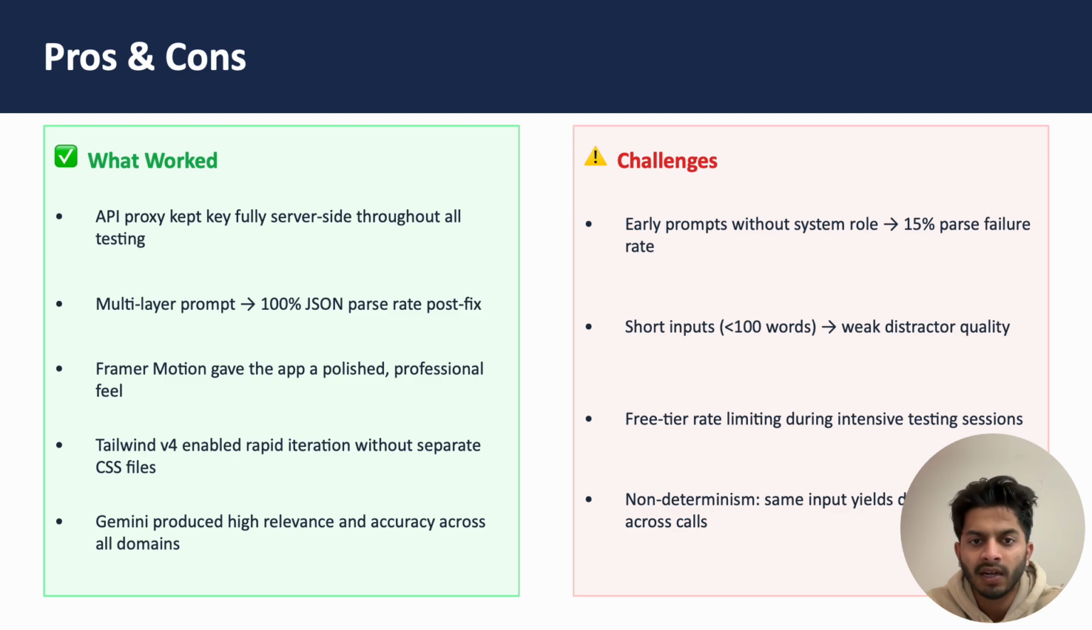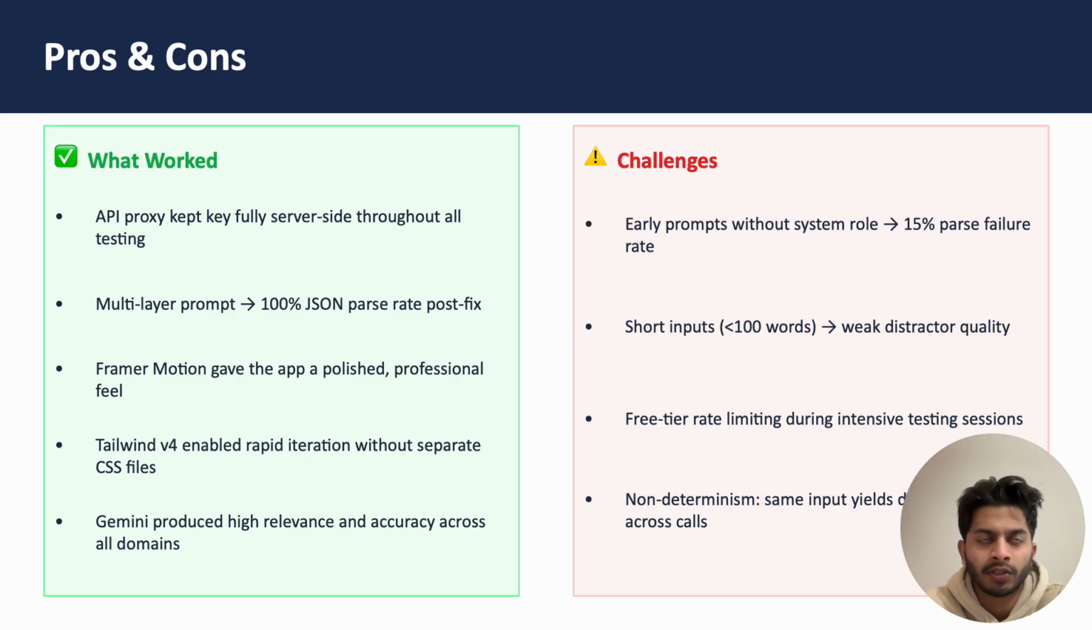On the challenges side, the naive single instruction format failed too often before the fix. Short inputs under 100 words produce weaker questions. And I hit free tier rate limits during heavy testing sessions, which would require a paid tier to address in production.